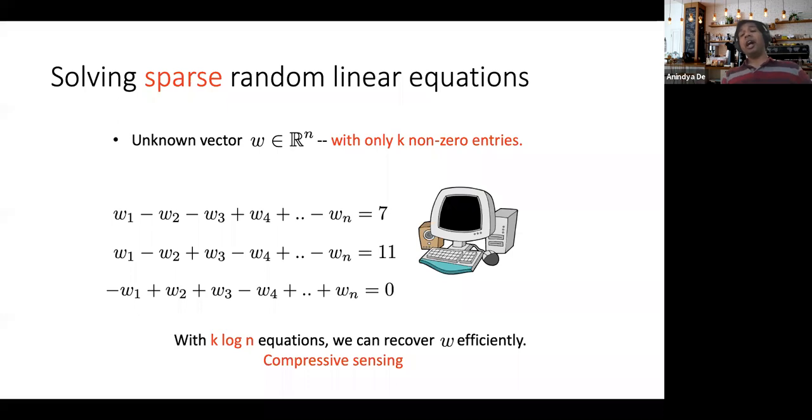This fact, that if the vector W is k-sparse you can recover W efficiently, is the starting algorithmic idea in compressive sensing. The first works in this area were by Donoho, and subsequently by Candès, Romberg and Tao.